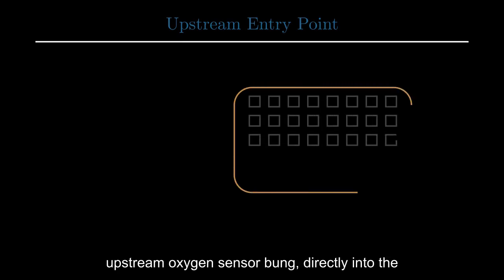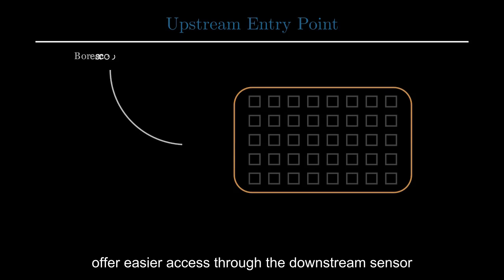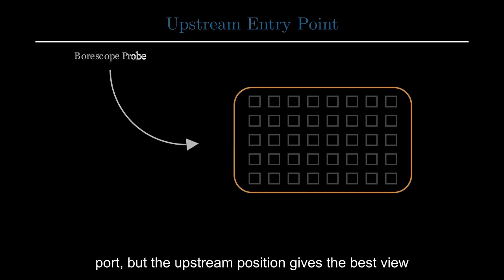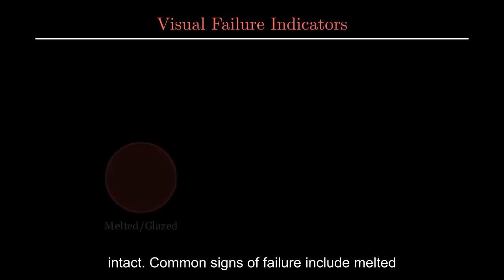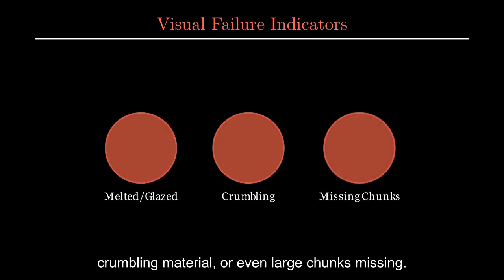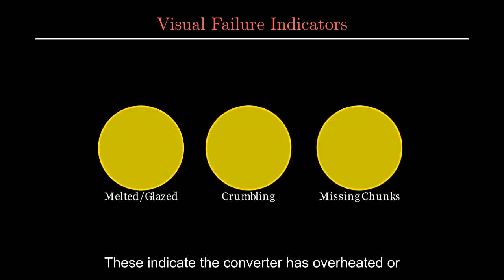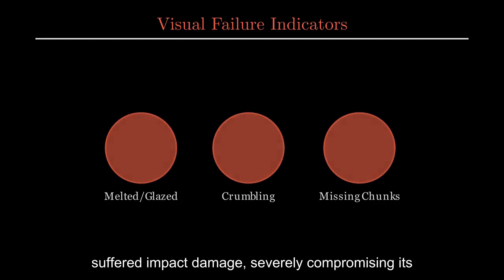For this inspection, you'll insert the borescope through the upstream oxygen sensor bung, directly into the catalytic converter's entrance. Some vehicles may offer easier access through the downstream sensor port, but the upstream position gives the best view of the primary brick. As you maneuver the borescope, look for signs of physical damage. The ceramic honeycomb structure should appear uniform and intact. Common signs of failure include melted areas, which look like glazed or fused sections, crumbling material, or even large chunks missing. These indicate the converter has overheated or suffered impact damage, severely compromising its function.